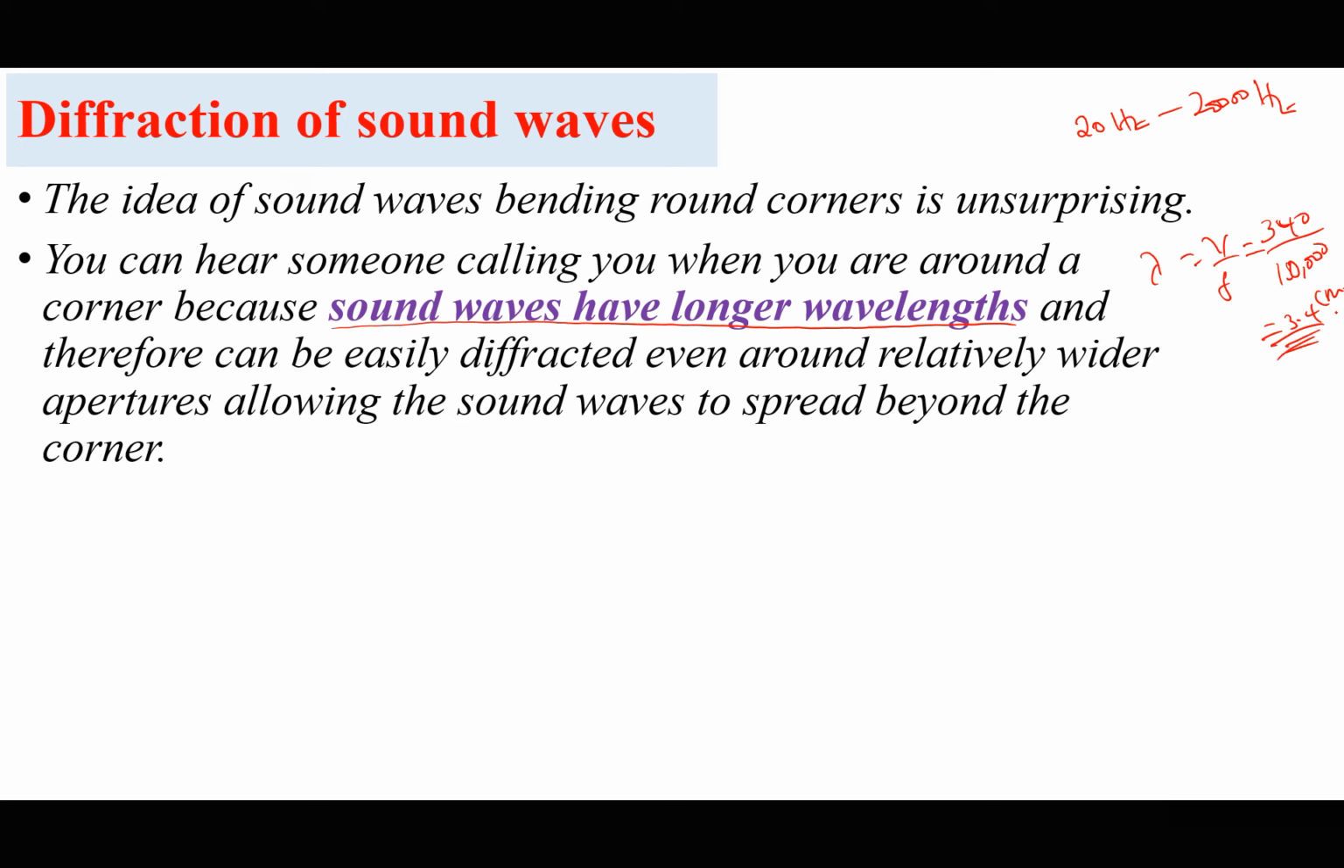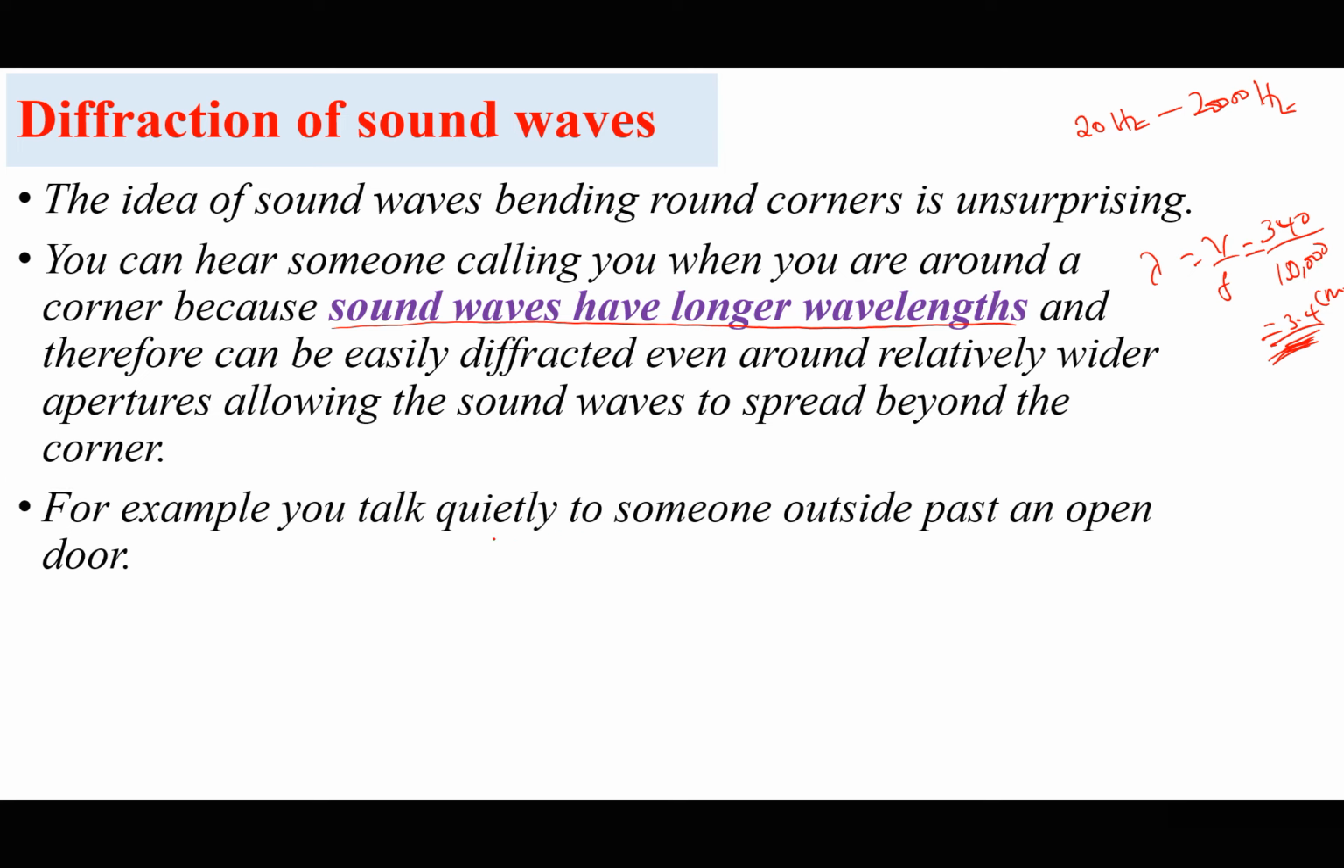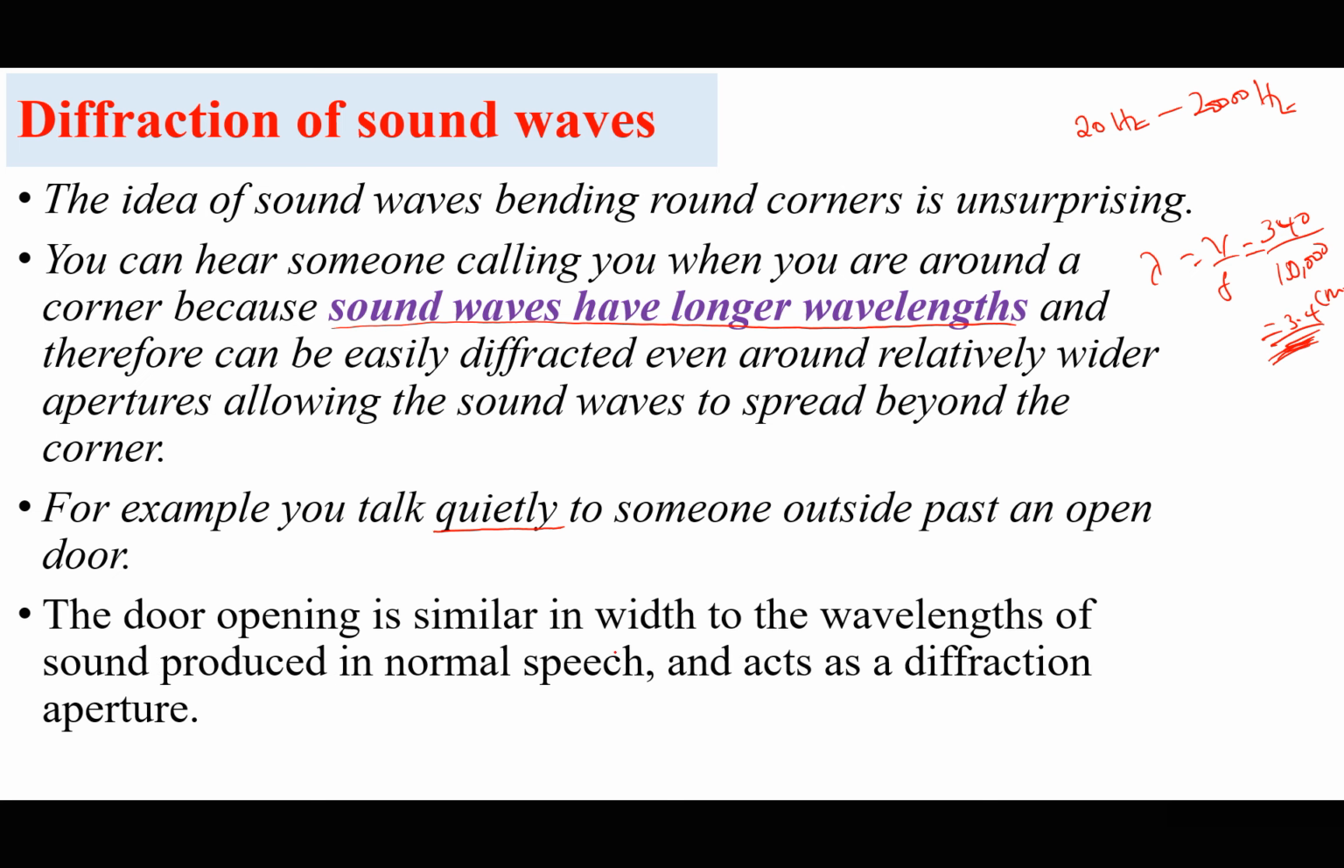This wavelength is big enough to undergo diffraction in a door of about 1 meter and so on. So at least we can hear the sound because the wavelength is very big. But we shall see what happens with light. For example, you can talk quietly, that is, you talk slowly or not loudly, to someone outside past an open door, and the person can hear you. So the opening is similar in width to the wavelengths of sound produced in normal speech and acts as a diffraction aperture.